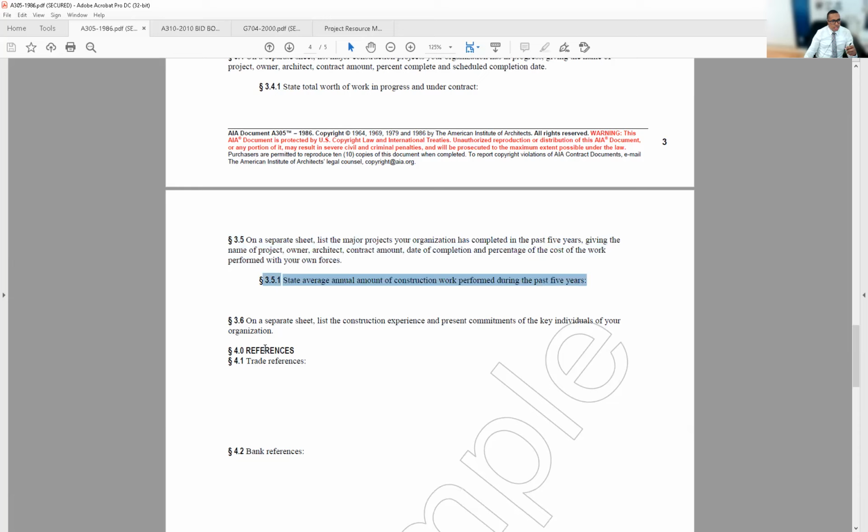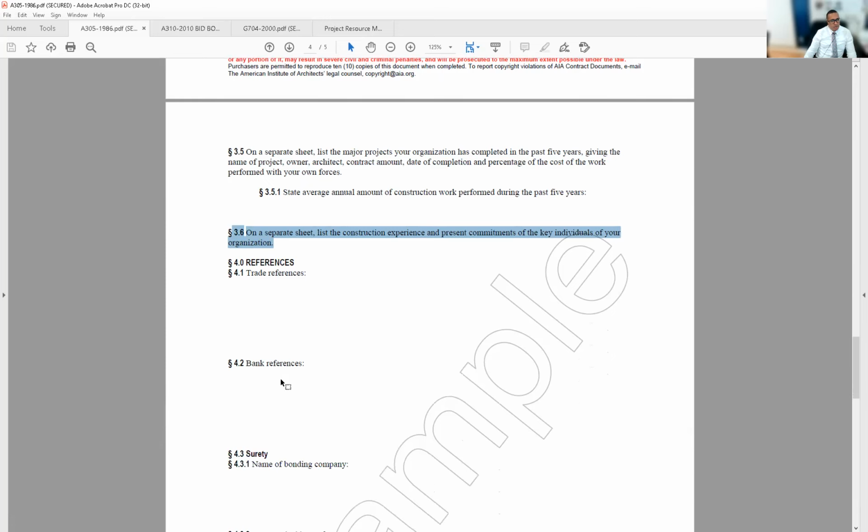On a separate sheet, list the construction experience and present commitments of the key individuals of your organization. That's also important because the projects might have been done by Peter, Johnson, and Steve, and they are actually retired, and the new kids don't have the experience that showcases all of the work that had been done in the last 5 years. So that's also important.